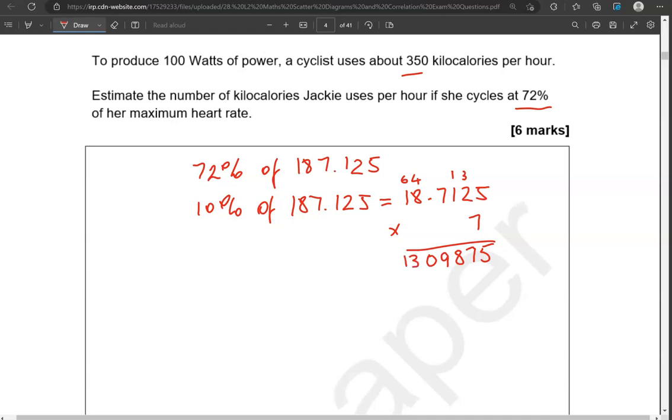Now to place the decimal point, the first number has 1, 2, 3, 4 decimal places, and the second number has no decimal places because it's a whole number. So we're going to give the answer 1, 2, 3, 4 decimal places. So 130.9875. That is 70% of 187.125. We need to add 2% as well.